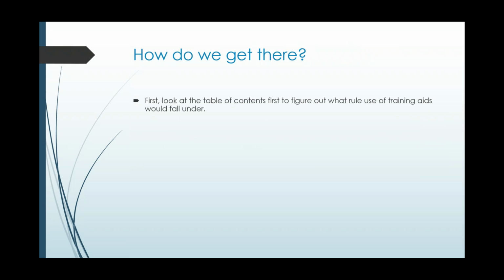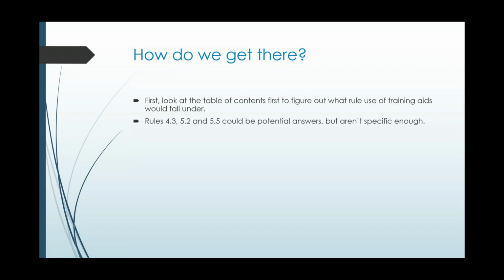So how do we get to the ruling? First, we'll go to the table of contents. Then we'll figure out what use of the training aids would fall under, what rule that would be. So if you go there, we'll see that there's a couple different options that we could come up with here: Rules 4.3, 5.2, and 5.5.